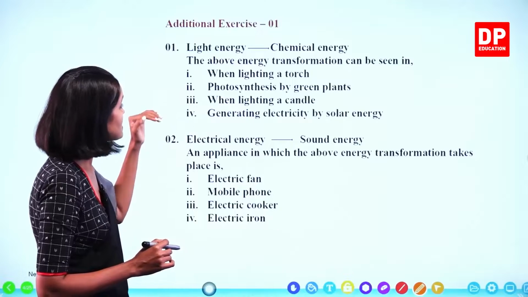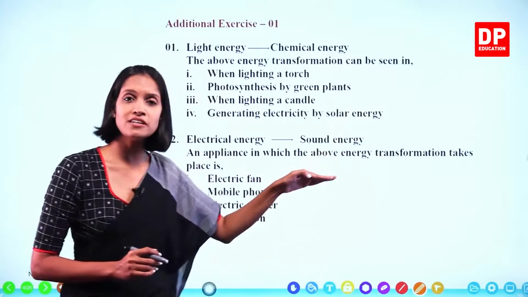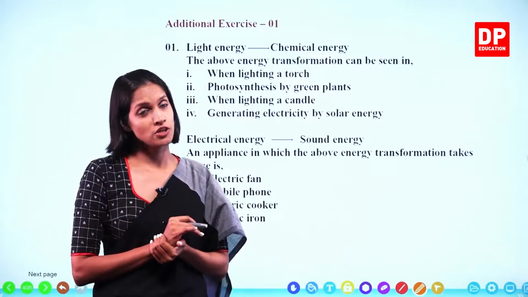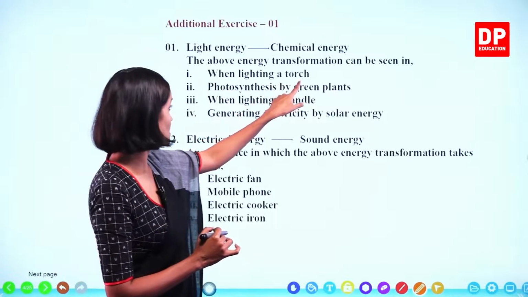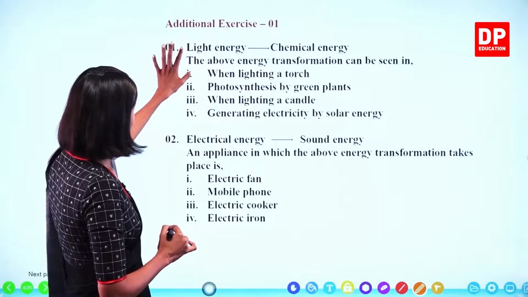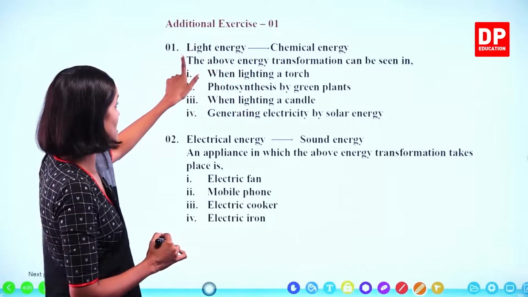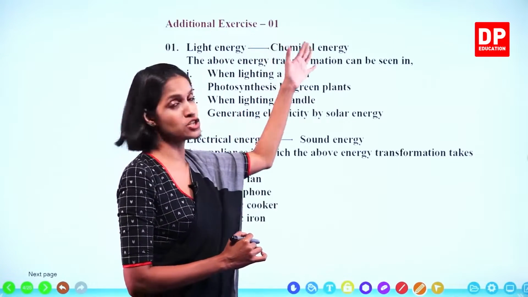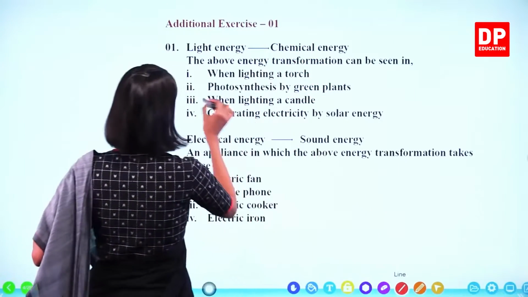The last one, generating electricity by solar energy. There what happens? Light energy is converted to electrical energy. So what is the correct answer? The photosynthesis by green plants. This energy transformation can be seen in photosynthesis, right? Light energy of the sunlight is converted to chemical energy of food produced by the green plants, okay? Right.